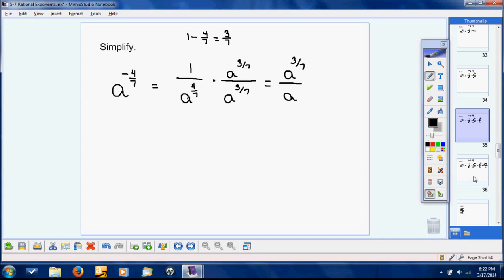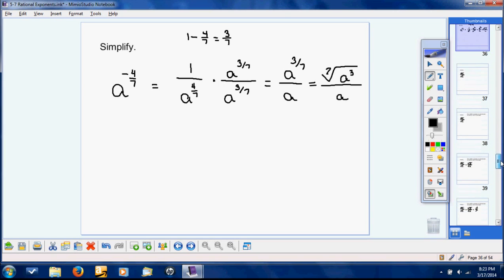Okay, to make it look really nice, we can write it in this form. And once again, in order to be finished, no fraction exponents in the denominator, no radicals left in the denominator. Okay, this can't be simplified anymore. So this right here is finished. That one is finished.